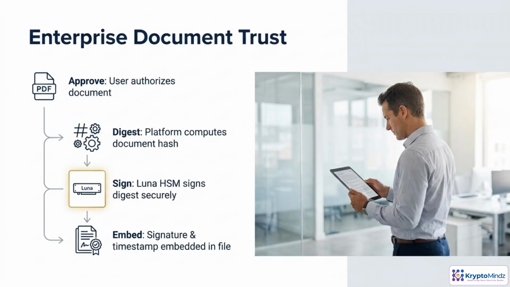Document signing focuses on preserving trust from approval through long-term validation. A user or workflow first approves the final content. The document platform hashes that content and sends only the hash to the Luna HSM. The HSM signs with a protected private key tied to an X509 certificate. The platform then embeds the signature, certificate chain, and timestamps, so recipients can verify integrity now and auditors can still validate it years later.